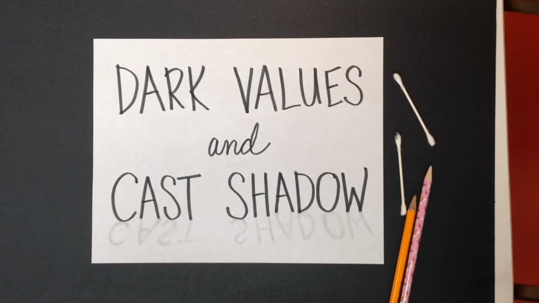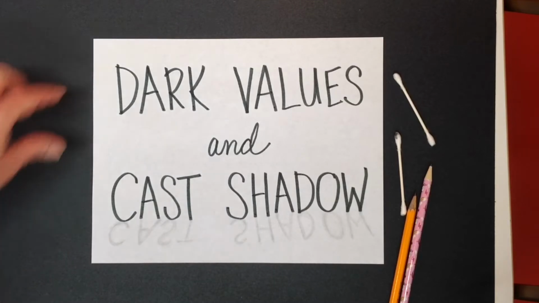Hello, fifth graders. We're going to add some dark values and cast shadow to your still life drawing. This is not going to be all the shading work. This is just going to be two parts of the shading work that we'll start with first, okay?